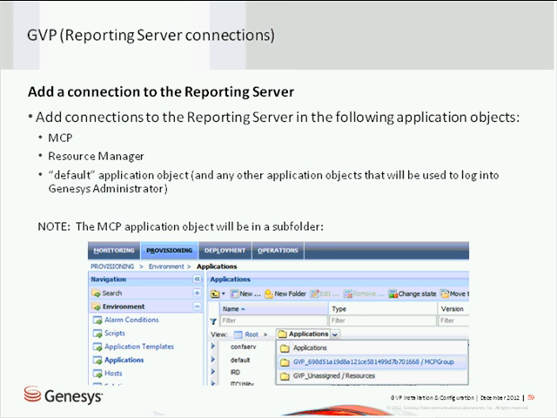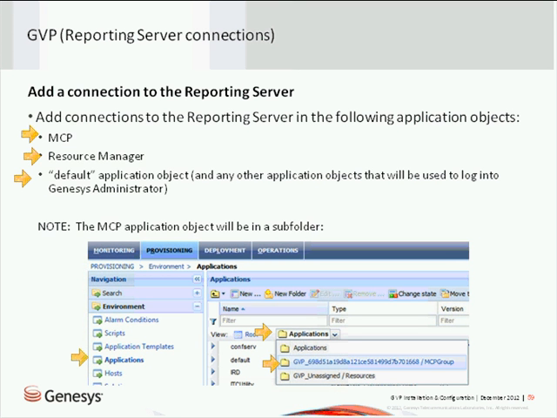Now that we've actually deployed and configured our reporting server, we do have to add connections to that reporting server that we didn't get to add before. So we need to add a connection to the reporting server from the MCP, the resource manager, and the default application object, or whatever application object you use to connect to Genesis Administrator. For the most part, these will be in the applications directory. The one exception is the MCP, which will be under its own folder based on the actual LRG that it's in.